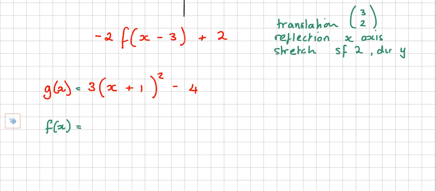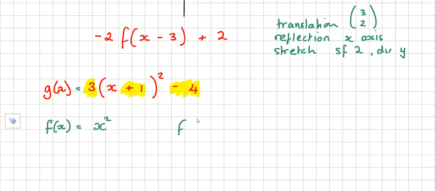So what are all the additions that we think have happened? So I would go with a plus 1 has happened, a minus 4 has happened outside, and a times 3 has happened. So that leaves me with x squared, no? So that's my base function. And then what has happened in function notation?